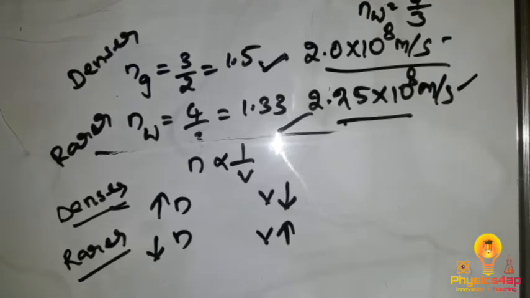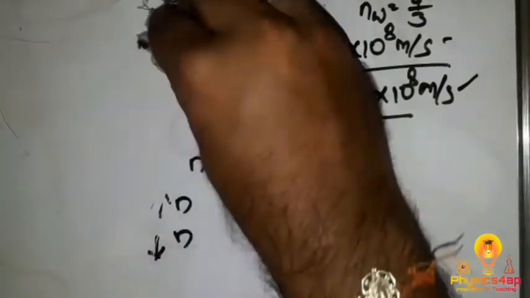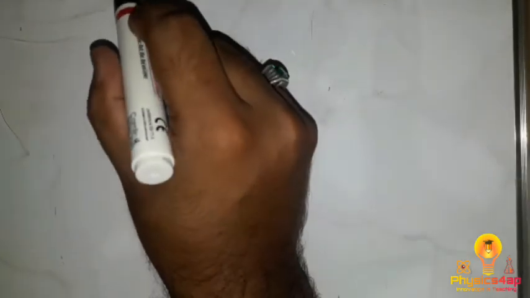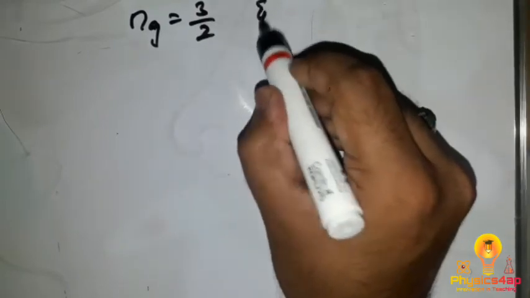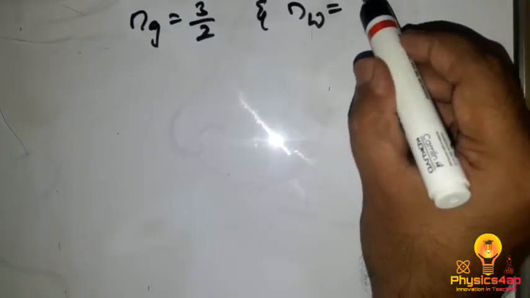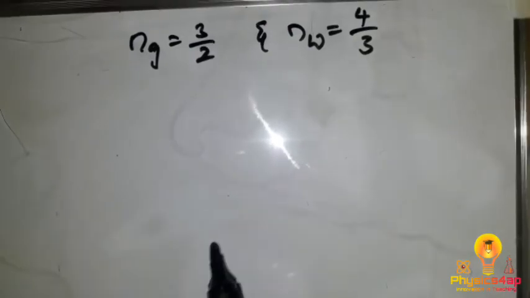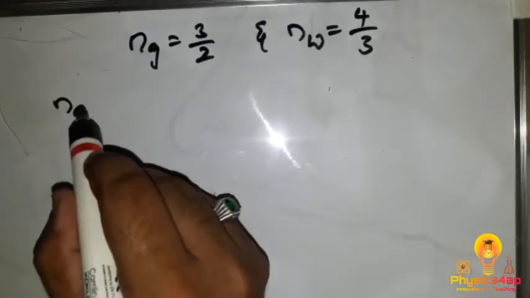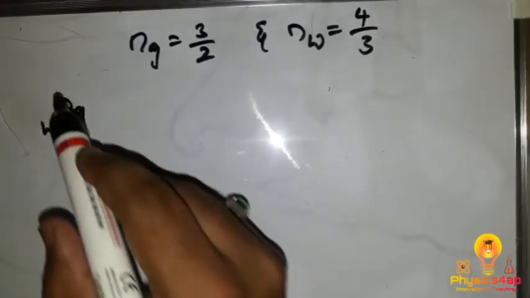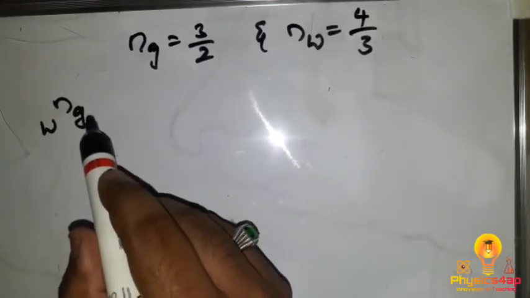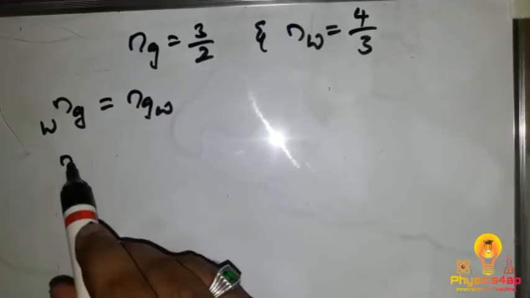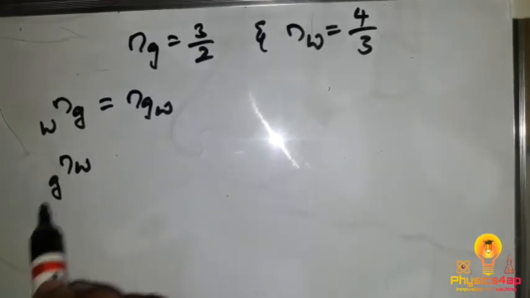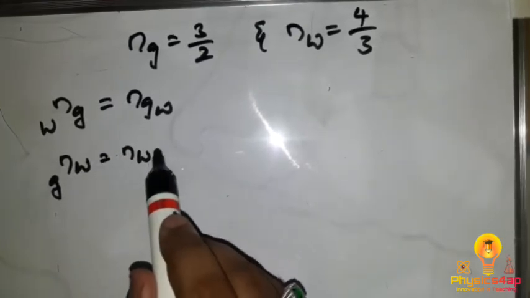Now let's take one more numerical based upon the relative refractive index. We have the refractive index of glass, that is 3 by 2, and the refractive index of water as 4 by 3. We need to find the refractive index of glass with respect to water, which can be written as NGW. We also have to find the refractive index of water with respect to glass, that is NWG.